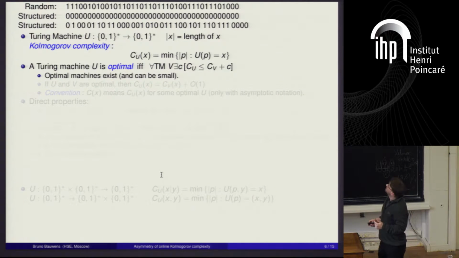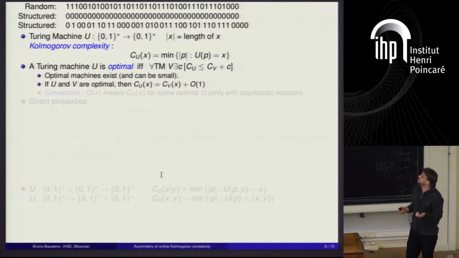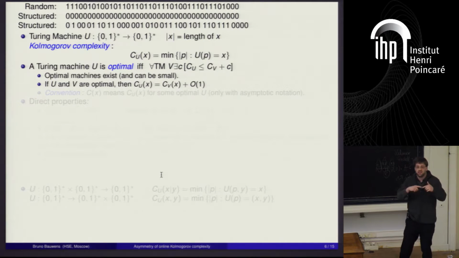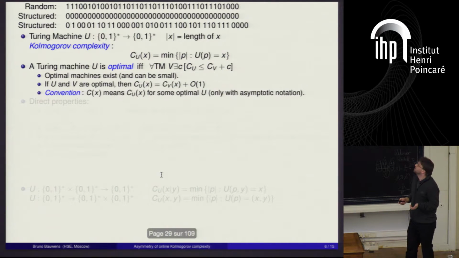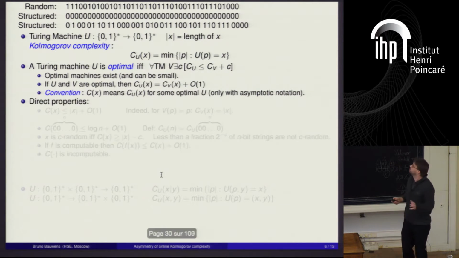So optimal Turing machines exist, and if we have two of them that minimize complexity up to a constant, then we have a notion that is independent of the machine that we choose. So if we have two optimal machines, two machines that minimize the measure up to a constant, then they give the same information curve for strings up to a constant. So we will focus on asymptotic results. As soon as there is plus O of 1 in our equation, it's machine invariant.